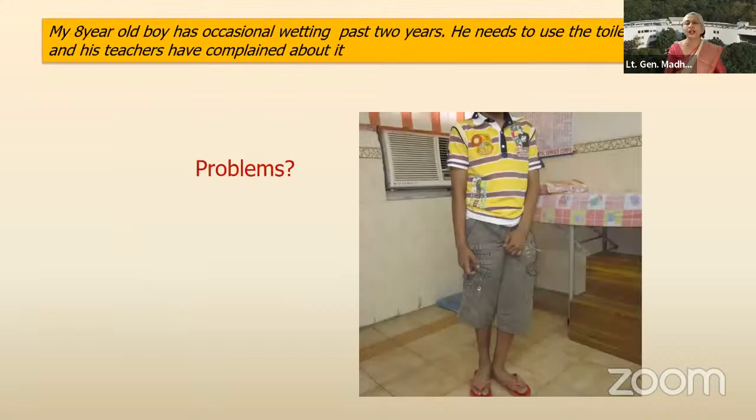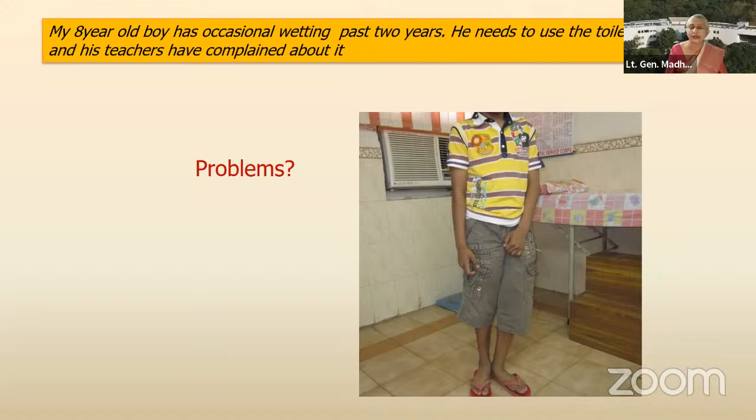I've just put a little case as a wind-up, where you can test yourselves on what you learned in this class. The mother came with an 8-year-old boy. He had occasional wetting for the past 2 years. He needs to use the toilet very often, and his teachers have complained that every period he says, I need to go to the toilet, I need to use the washroom. So if you can note down for yourselves, what were the problems?